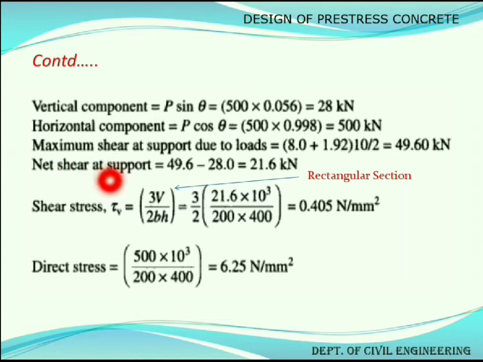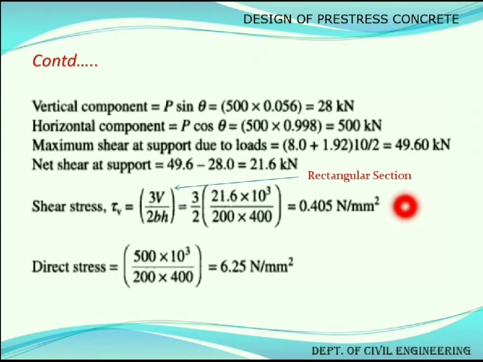Therefore, the net shear at the support is this reaction minus the vertical component of pre-stress, because as we have studied earlier, the vertical component of pre-stress reduces the action of shear at the supports. Therefore, the net shear at the support is 21.6 kilonewton. So now in the next step, let us find the shear stress. As it's a rectangular section, for shear stress tau V, we can use the direct formula 3 by 2 V divided by B into H. So we get the shear stress as 0.405 Newton per mm square.